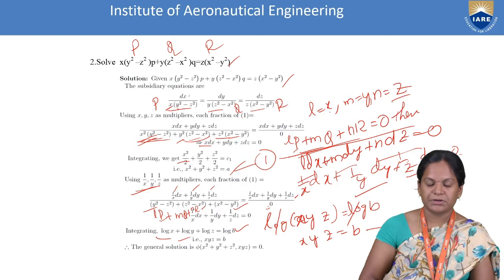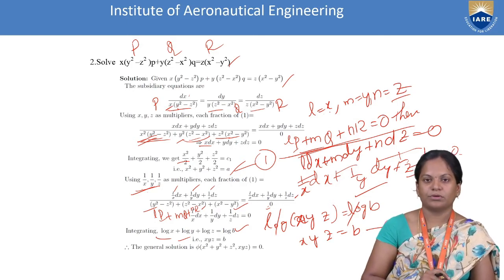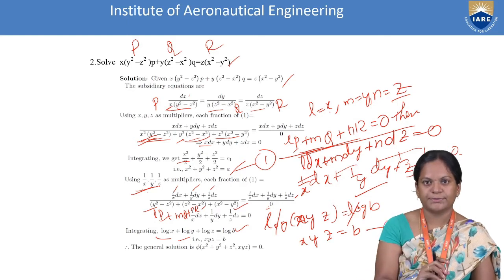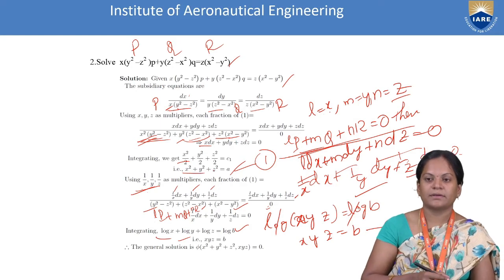So now write the general solution. What is the general solution? Phi of u comma v equal to 0. I mean the first solution and the second solution. What is the first solution? x square plus y square plus z square.